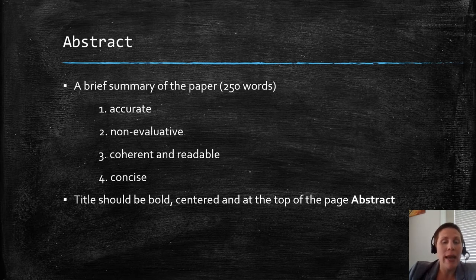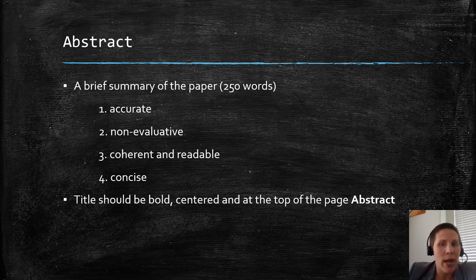The abstract. The abstract is essentially a brief summary of your paper. It's about 250 words. The title should be bold, centered at the top of the page, and it should be Abstract. It should look exactly like the title of your paper would on the page after the abstract. So if you include an abstract, it would be your title page, then the abstract, then your paper, then your references, in that order.